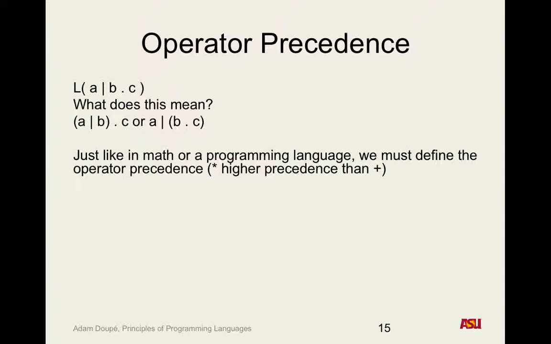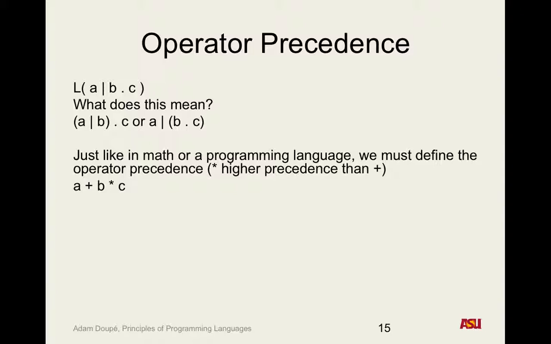Just like in math or a programming language, it's up to us. Right now, we're defining regular expressions to define what it means when we see A bar B dot C, because nothing in our syntax prevents this. So somebody, you, me, anyone, can write this regular expression, and I need to be able to understand exactly what language you're talking about here. Just like in math, how would this be parsed? B times C plus A. Why? PEMDAS. Operator precedence.